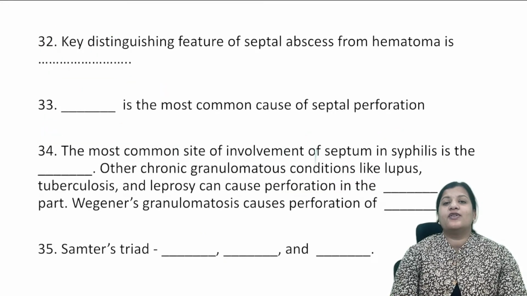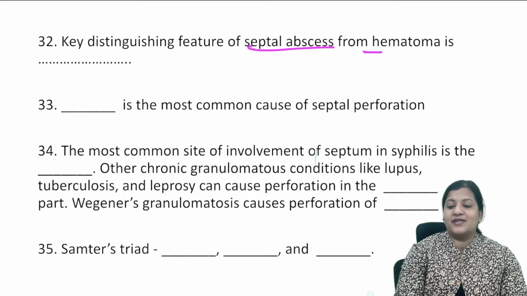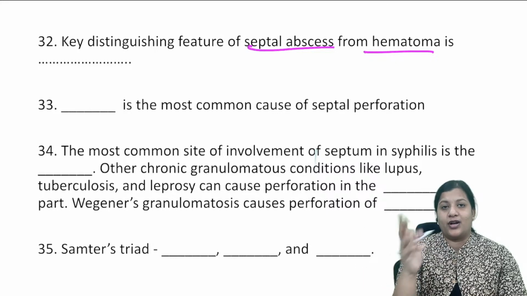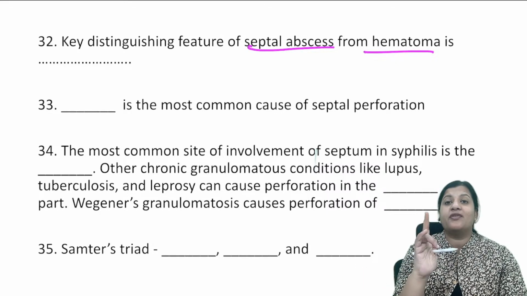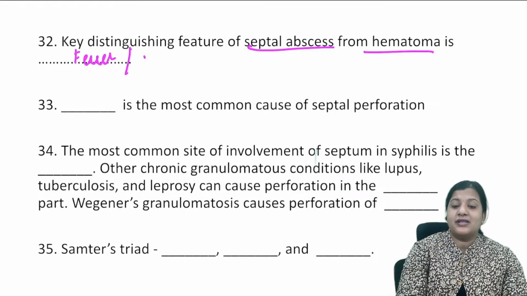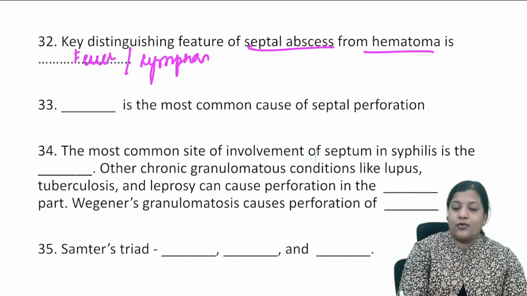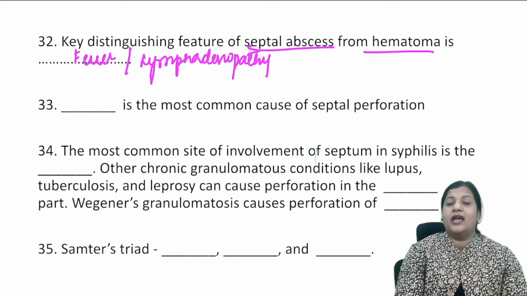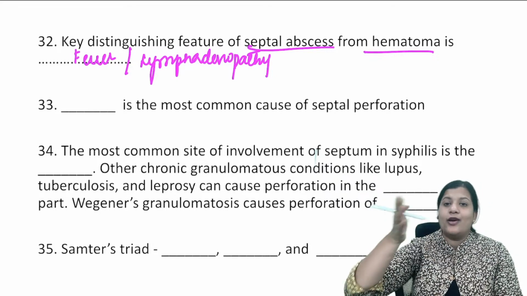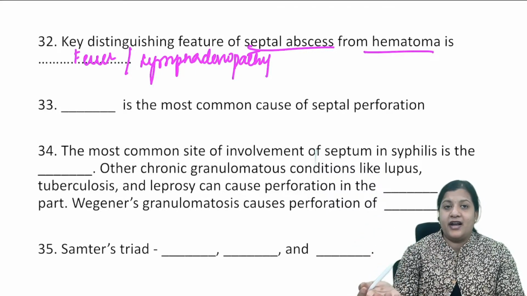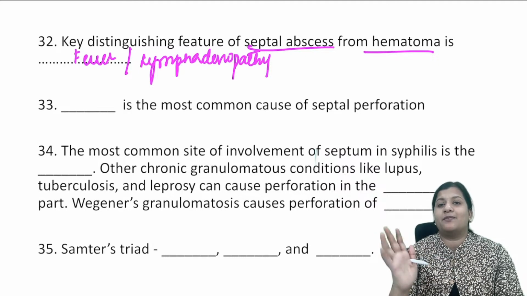What is the key distinguishing feature that separates your septal abscess from septal hematoma? What feature will tell you that this is an abscess and not a hematoma? Two important features. In abscess, there will be fever, but in hematoma, there will not be fever. In an abscess, there will be lymphadenopathy. In hematoma, there will not be lymphadenopathy. These are two very specific features which will separate an abscess from a hematoma. In both of them, they will have nasal obstruction, swelling on either side of the septum, and pain on the dorsum of the nose. They might have headache, but fever and lymphadenopathy set apart septal abscess from hematoma.